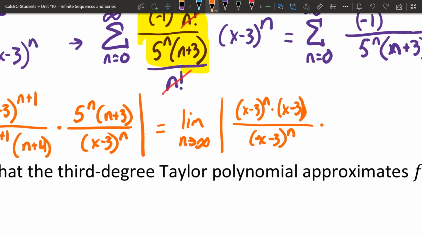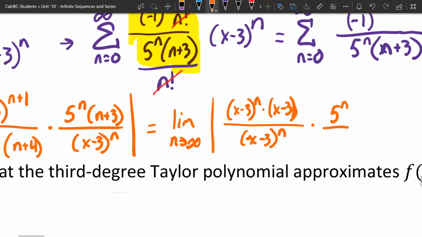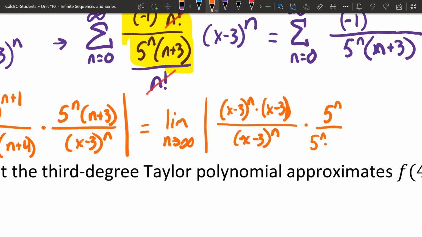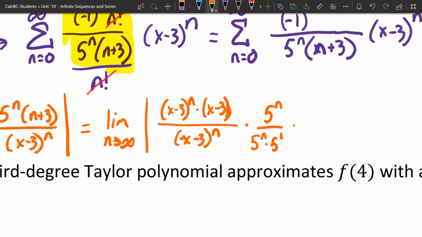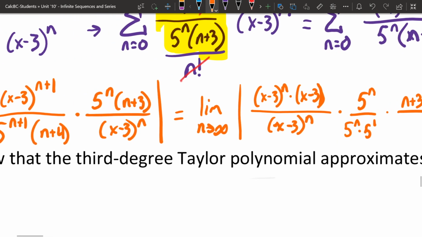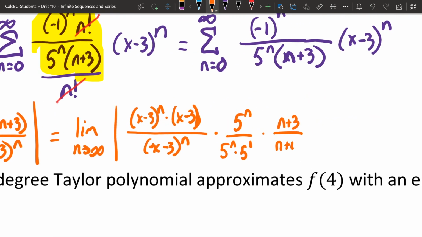Next term on the top is a 5 to the n. In the denominator, that 5 to the n plus 1, I can write as 5 to the n times 5 to the 1. And what do we have left? We got the x minus 3, n plus 3. So we've got an n plus 3 in the top and n plus 4 in the bottom. We'll group those together. I think we got everything there. Let's see what we can cross out. We've got x minus 3 to the n, x minus 3 to the n, 5 to the n, 5 to the n. Anything divided by itself is 1, so those go away. So let's see what we have left.